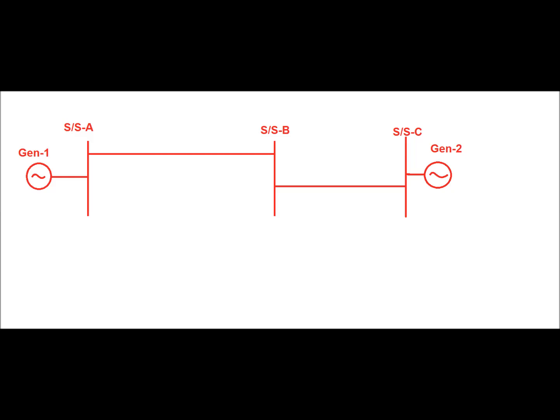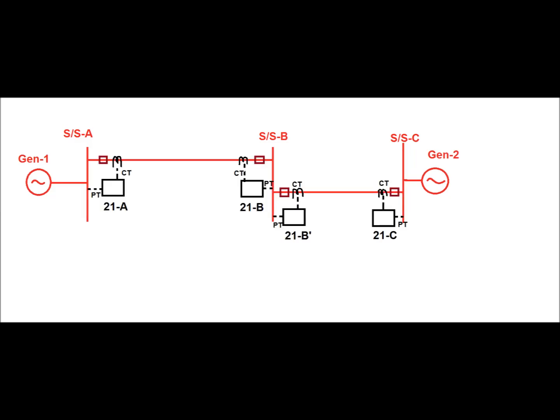Substation A and B are connected via a single circuit line and substation B and C are connected via a single circuit line, as shown in this diagram. Now in between substation A and B there exists a 21A relay at substation A end, and in the line section between A and B at substation B end there exists another distance relay, that is 21B. This distance relay is connected via CT input and PT input as shown in this diagram.